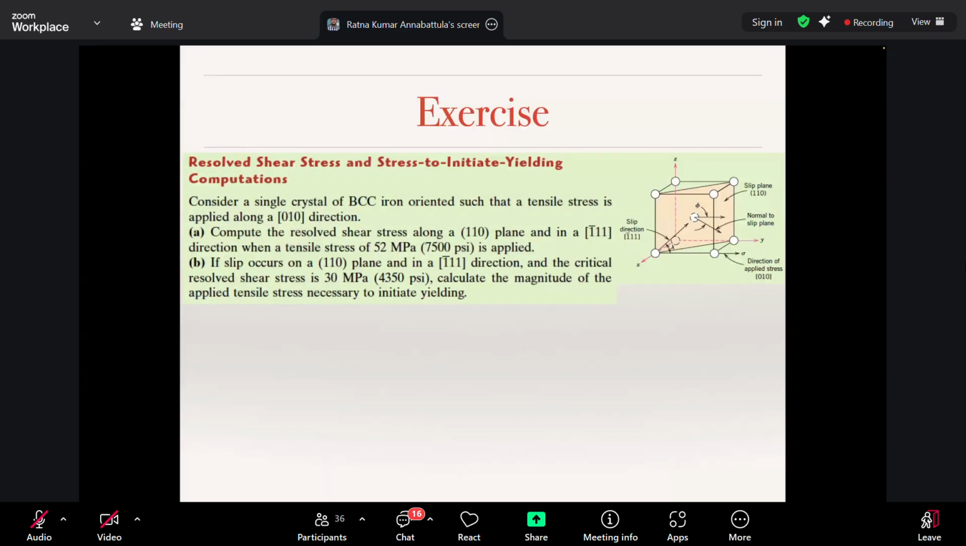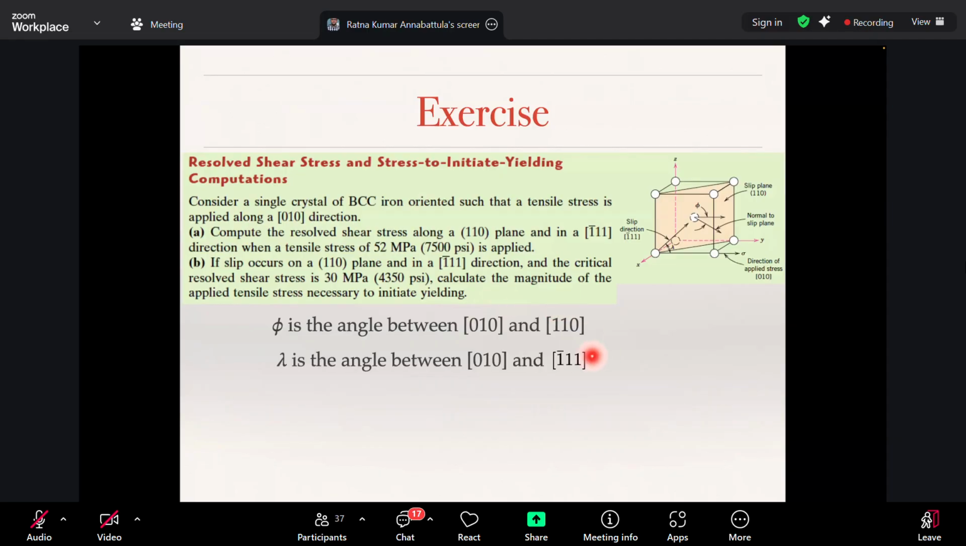And in that direction, in the 1 bar 1 1 direction, that is along this diagonal direction. Sorry, in this body diagonal direction, 1 bar 1 1 direction. So we have looked at phi, the angle between the applied loading tensile axis and the normal to the plane. Because it's a cubic crystal, the indices of the plane themselves will become the indices of the normal to the plane.